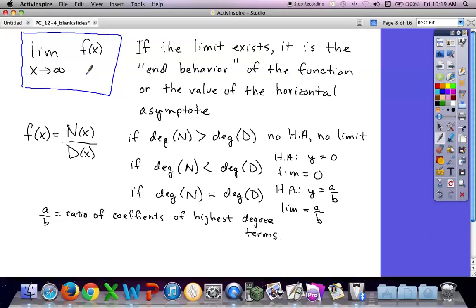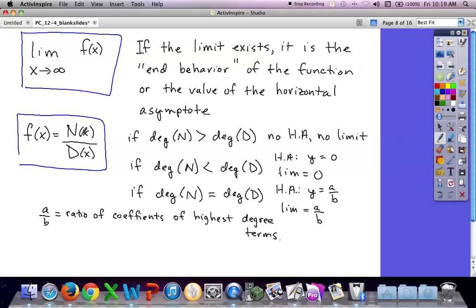And that's something that we did back when we did rational functions, back when we did functions that could be written like a polynomial in the numerator, a polynomial in the denominator, and the rules about finding horizontal asymptotes were all dependent on the degree of the numerator and the degree of the denominator. If you remember, we had three rules.